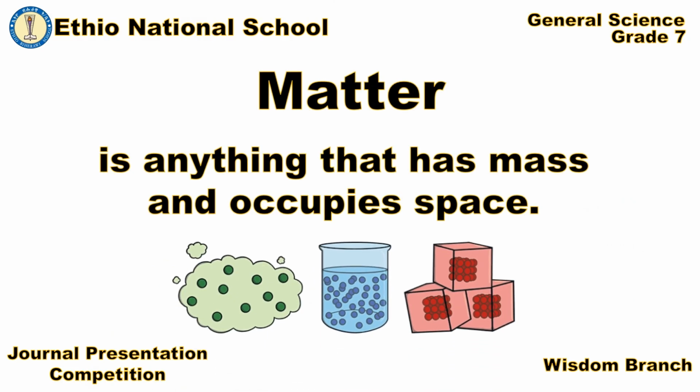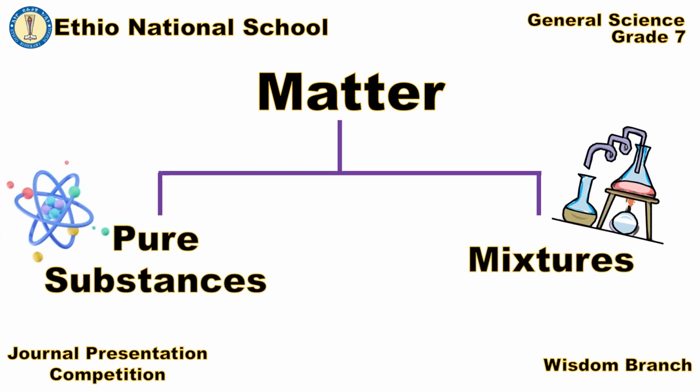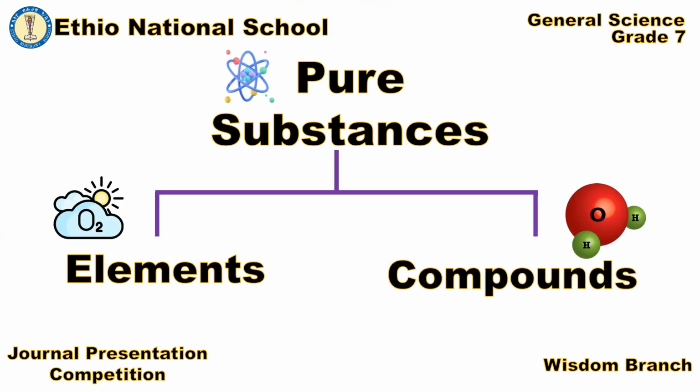Matter. What is matter? Matter is anything that takes up space and has mass. Matter can be classified into two: pure substances and mixtures. Pure substances can also be classified into two: elements and compounds.